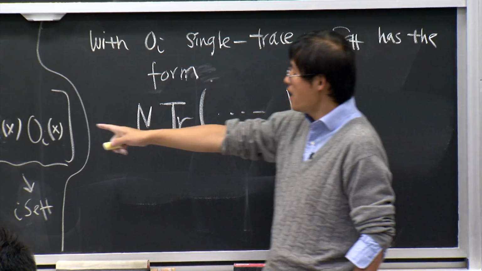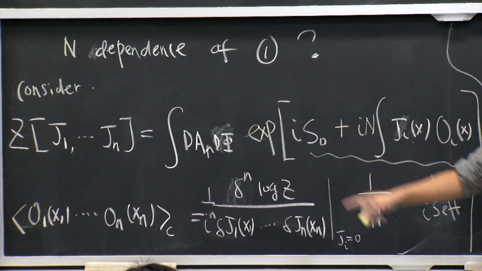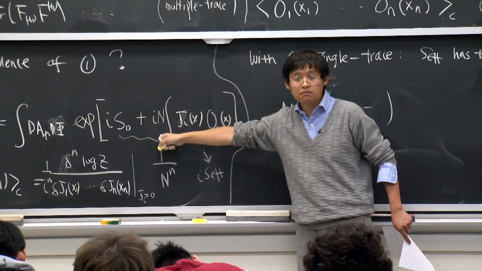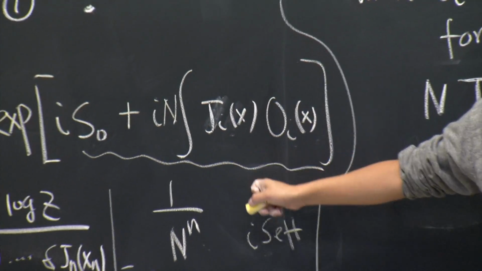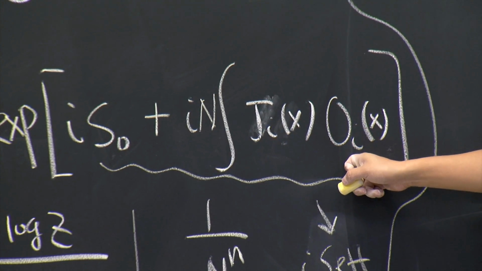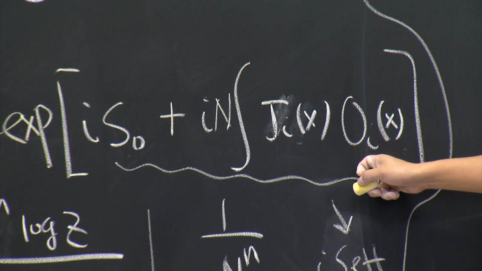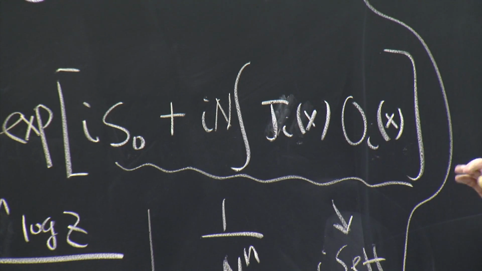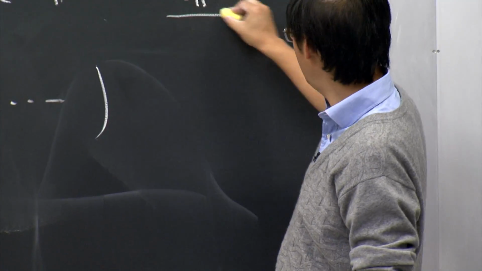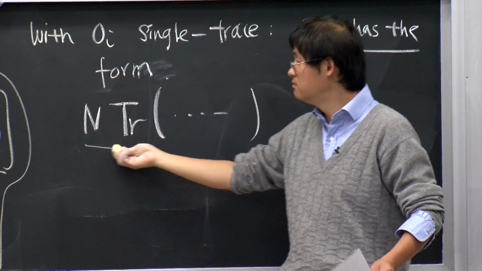Because your original S0, which is our starting point, has this form, and the term you added has precisely this form as well. It's an n factor times something single trace. So that means the whole thing still has this form.